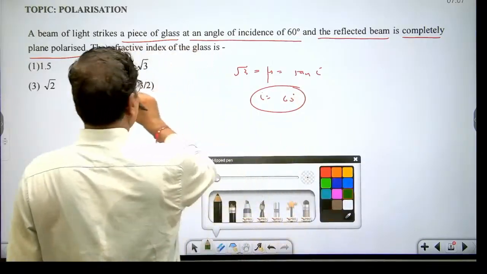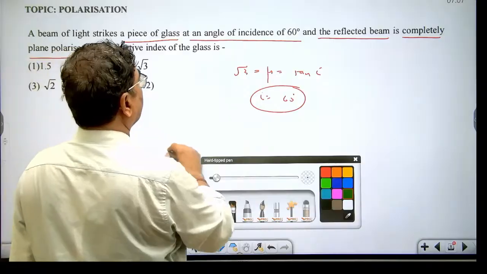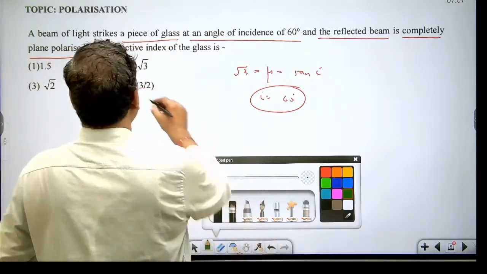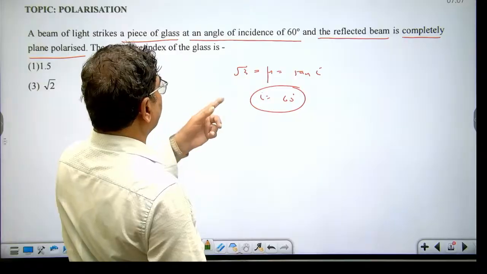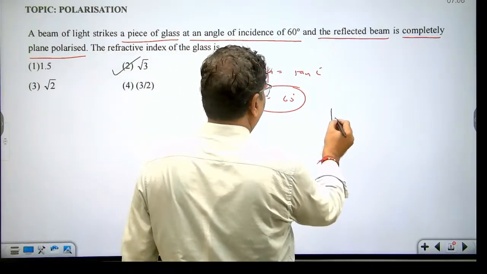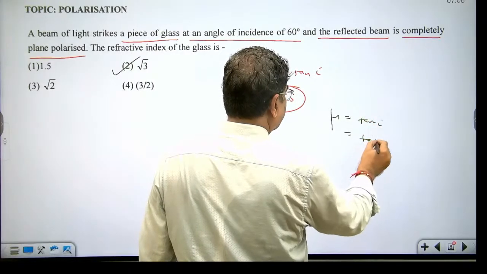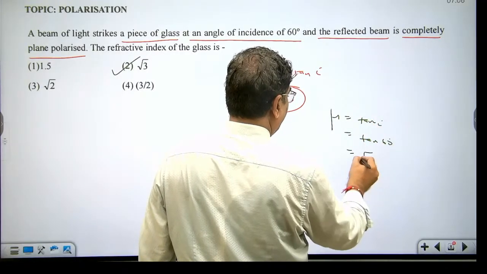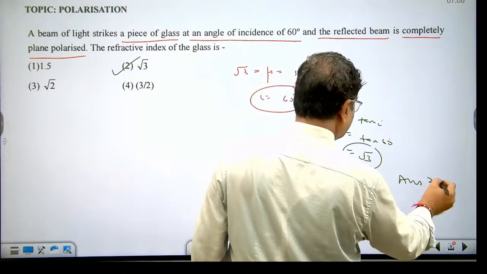So out of 4 choices, the correct answer is √3 because i is 60 degrees. So mu will be equal to √3. Mu equal to tan i. When i equals 60 degrees, mu will be √3. Out of 4 choices, the correct choice is option 2.